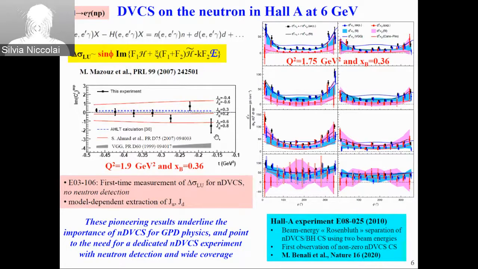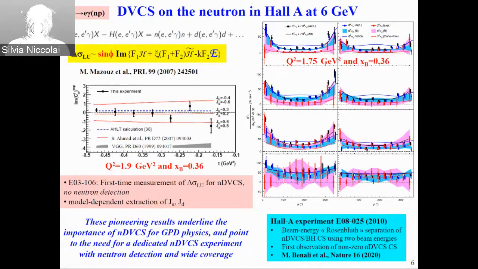Following this experiment, which was done at one kinematic point in Q square and x, there was another analysis, recently published by Hall A, of 6 GeV data. This experiment was done in the same way with the same subtraction procedure to extract the convolution of neutron and deuterium DVCS, and via some kinematic constraints and fits, they operated a separation of the neutron and deuterium components that you see here with the purple, the pink and the blue bands, with high systematic uncertainties. Still, it was important because it pointed to the first observation of a non-zero cross section for the NDVCS process.